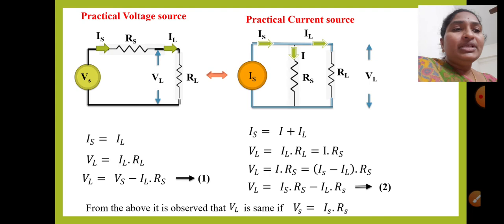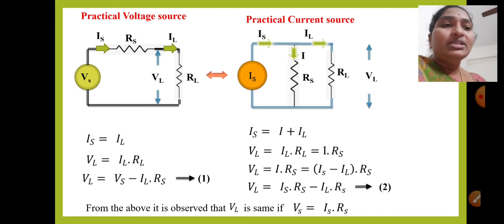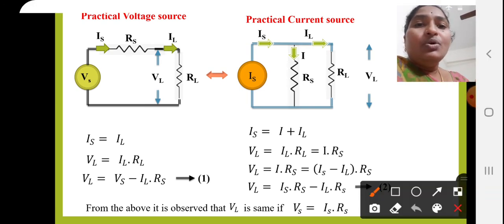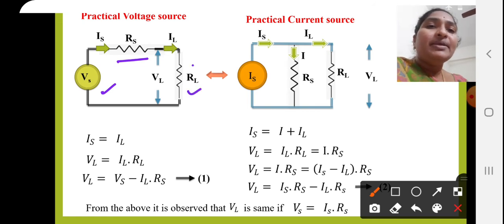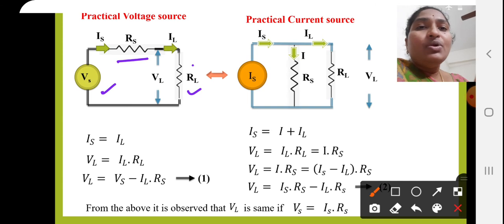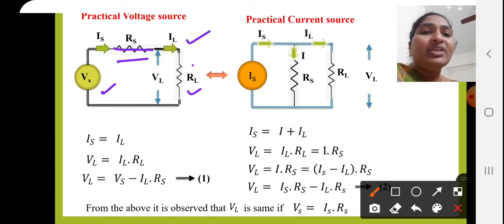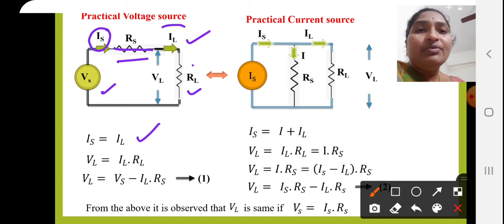So here we can see the mathematics involved in this source transformation technique. Let us see the analysis. Here we have the voltage source in series with the internal resistance, and we have connected some load resistance. Vs is the voltage source and Is is the source current. The same current flows through the internal resistance and the load, and IL is the load current. From this we can write Is is equal to IL.